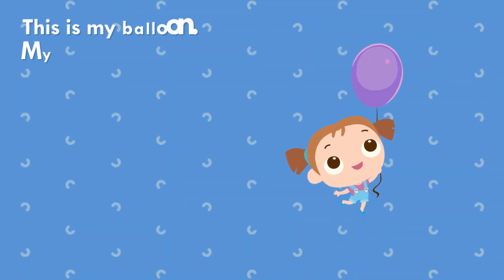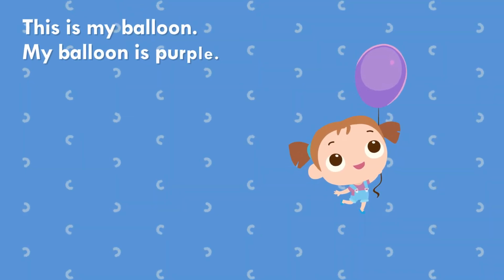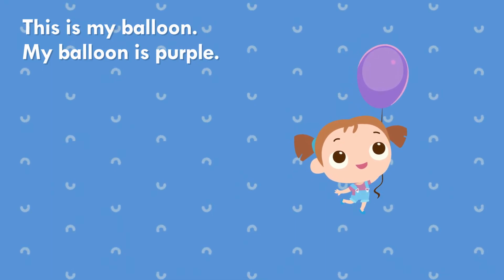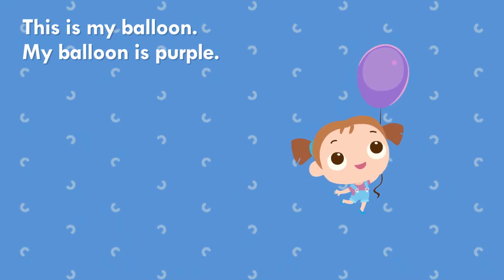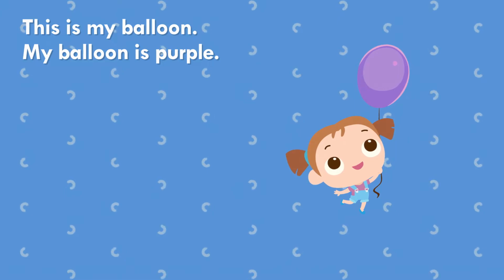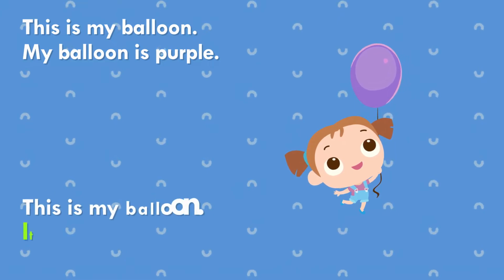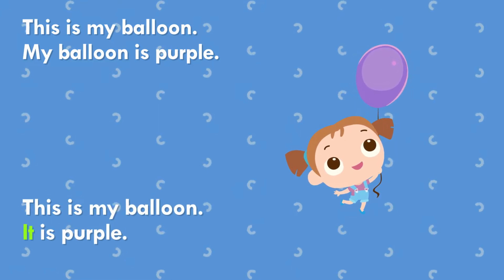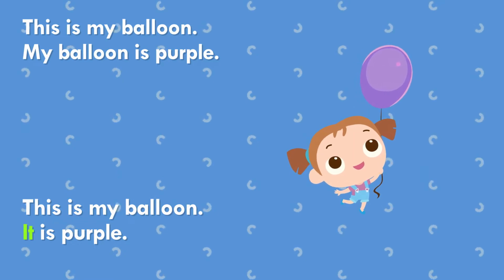This is my balloon. My balloon is purple. Now let's add the pronoun it. This is my balloon. It is purple.